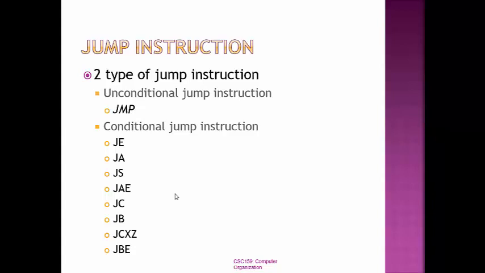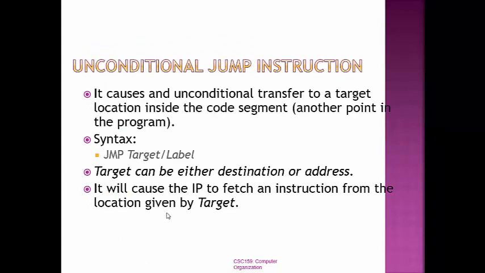For the unconditional jump instruction, we have the instruction JMP. Another type is the conditional jump instruction. We have JE, jump equal; JA, jump above; JS, jump sign; JAE, jump above or equal; JC, jump carry; JB, jump below; JCXZ, jump if CX is 0; and JBE, jump below or equal. We will look at the unconditional jump instruction first.